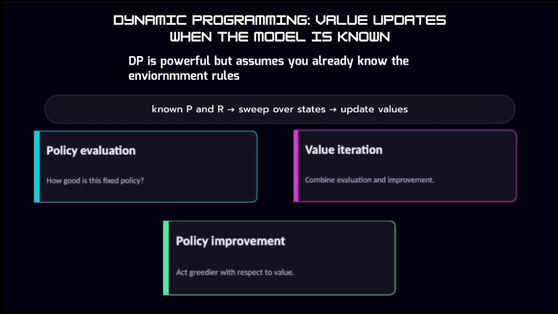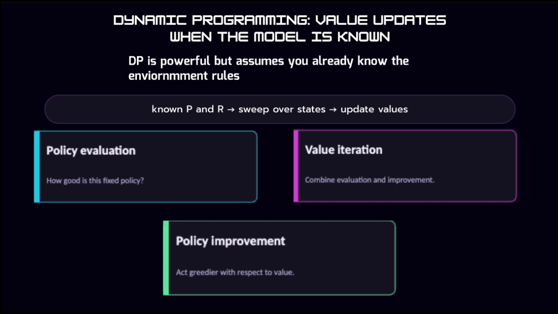Alright, so now onto dynamic programming. Dynamic programming is a family of methods that work when the environment model is already known. That means the agent already knows the transition rules and rewards. It does not need to discover them by trial and error. The basic idea is to repeatedly update value estimates until they become consistent with the model.